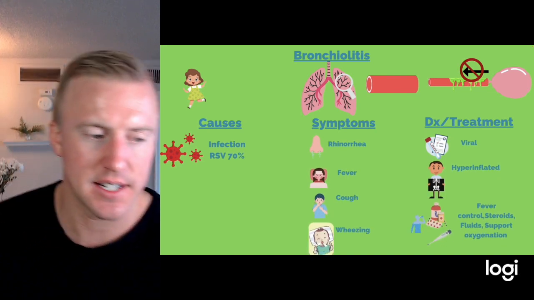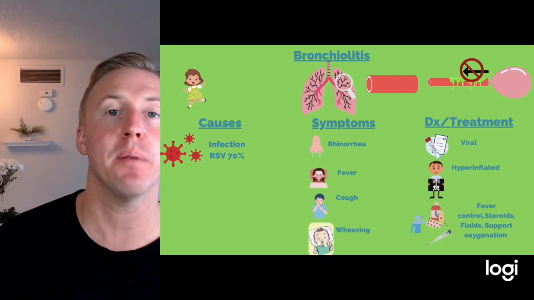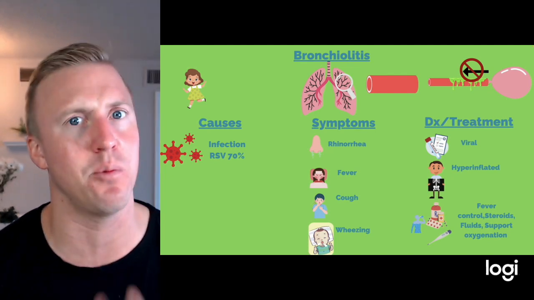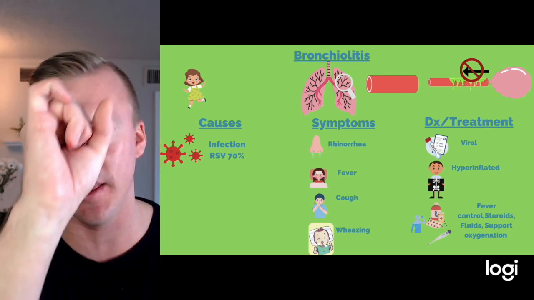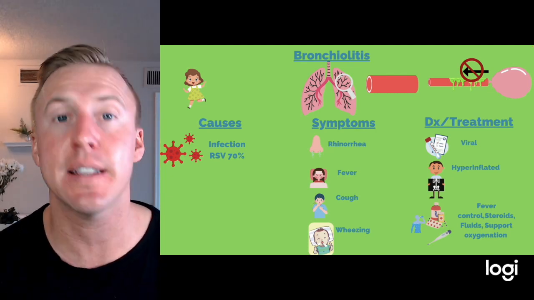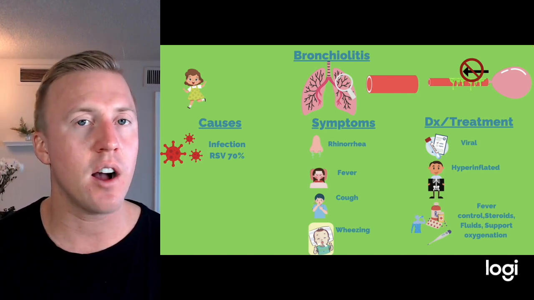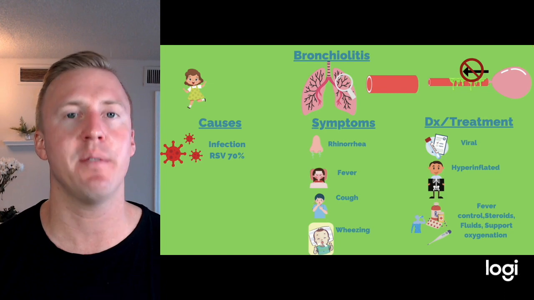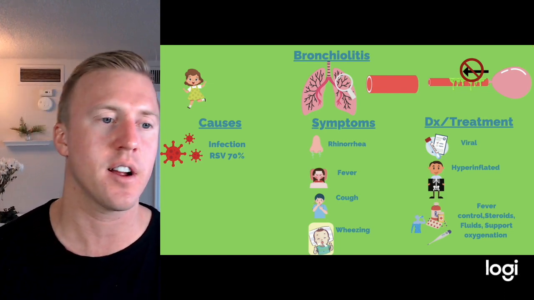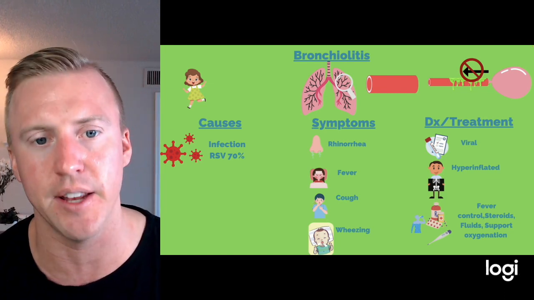Bronchiolitis. Now, bronchiolitis can definitely happen in both adults and kids, but we mostly see it in kiddos, and it's a lot worse in kiddos because their bronchi are already a little bit tinier. So anything to mess up that nice diameter and airway is going to cause some problems. Causes, RSV, the most common cause of bronchiolitis. Now, there are other causes, but this is by far the most common.